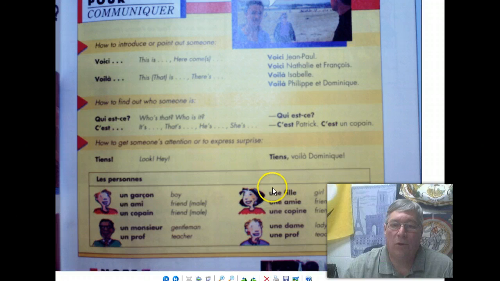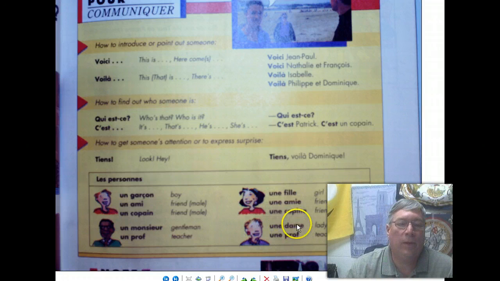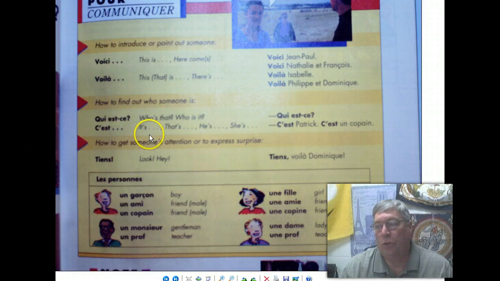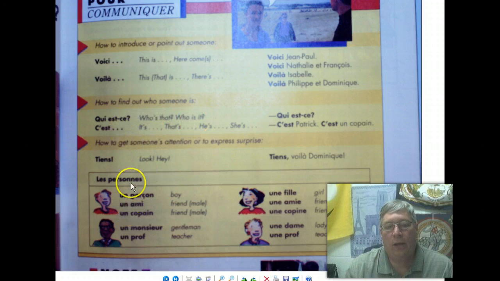Okay? And the girl ones, again, set une fille, that's a girl. Set une amie, that's a friend who happens to be a girl. Set une copine, that's a friend who happens to be a girl. Set une dame, that's a lady. Set une prof, that's a teacher who happens to be a girl. Okay? So the idea here is that we use that's or it's or he's or she's, all those things in English that set or say in French.